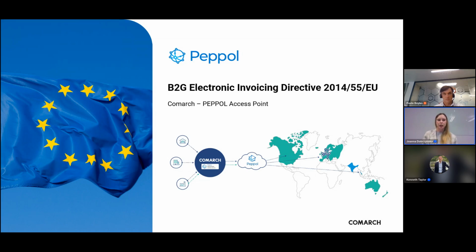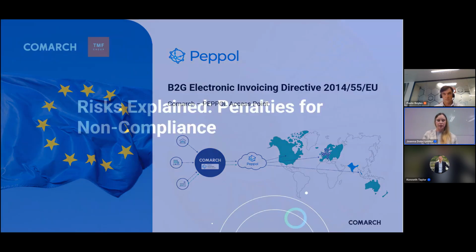The exchange in the PEPL network happens between so-called PEPL access points that act as the middleman to transmit the documents between sender and receiver. And as I've mentioned, PEPL is used outside of the European Union by countries like Japan, Australia, New Zealand, etc., in order to exchange invoices with public authorities.